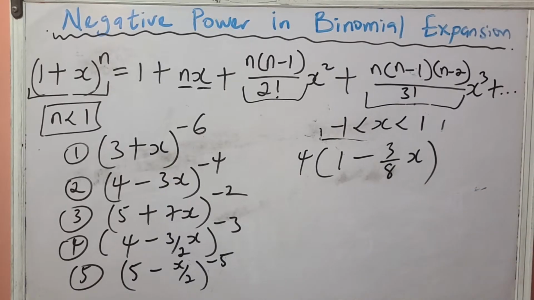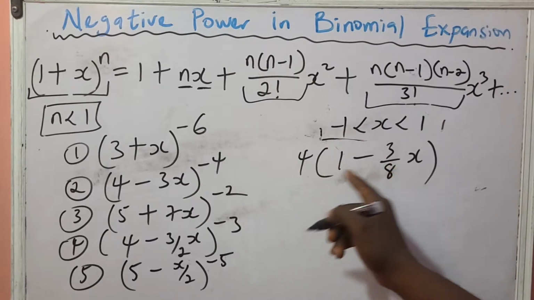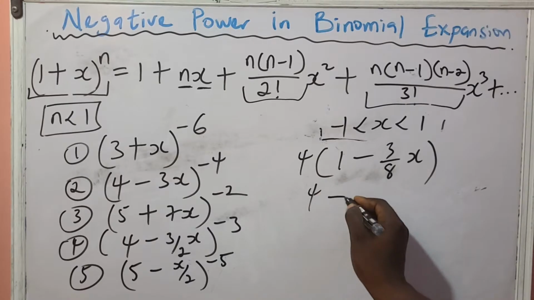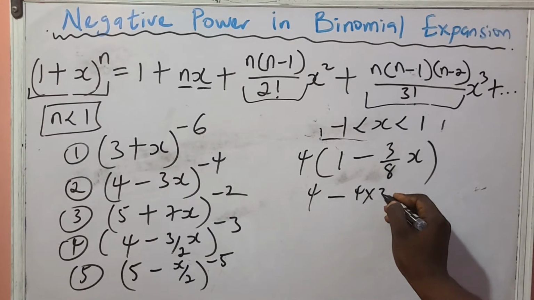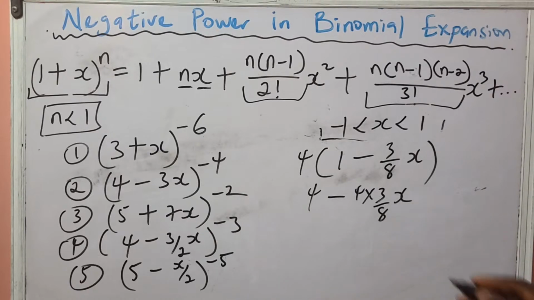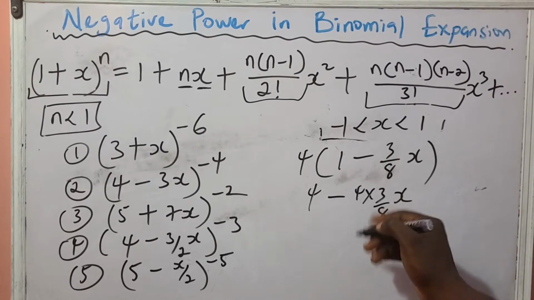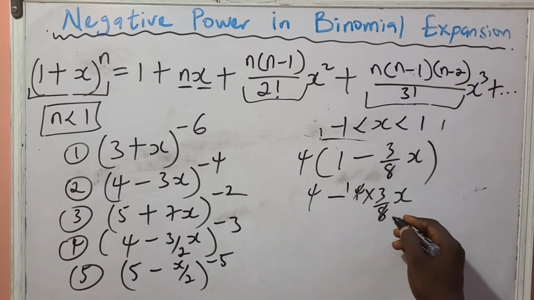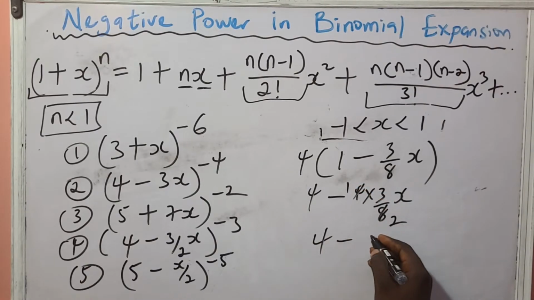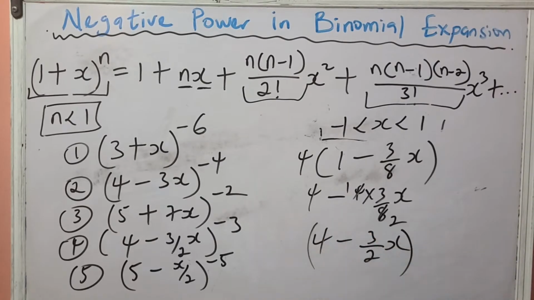Good. Now, for the sake of confirming, let me try and expand and see if our answer is correct, so that at least we're able to confirm these answers. Let's try and solve this. 4 times 1 will be 4. Then minus, we have 4 times 3 over 8. Of course, 4 goes here 1, 4 goes here 2. That will be 4 minus 3 over 2x. Can you see? Correct. So we are good to go.